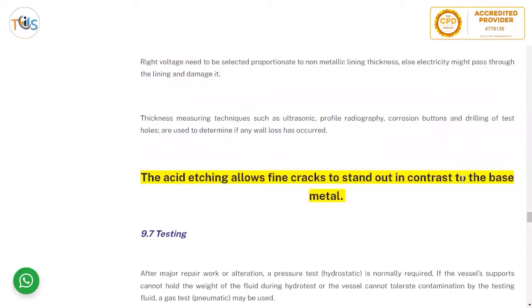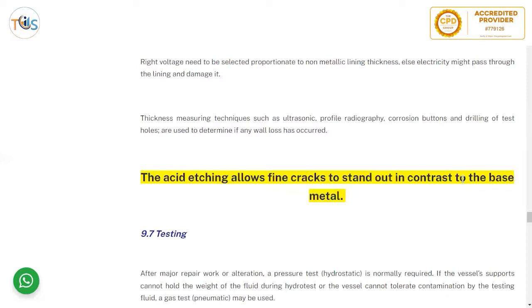The right voltage needs to be selected appropriate to the non-metallic lining thickness, else electricity might pass through the lining and damage it. You have to make sure the voltage is appropriate, because the coating is actually an electrical insulation. But if the voltage is too much, it passes through the insulation and actually makes a hole in it. So it is always done once only. You can't repeat this Halliday testing again and again because you might damage the coating.